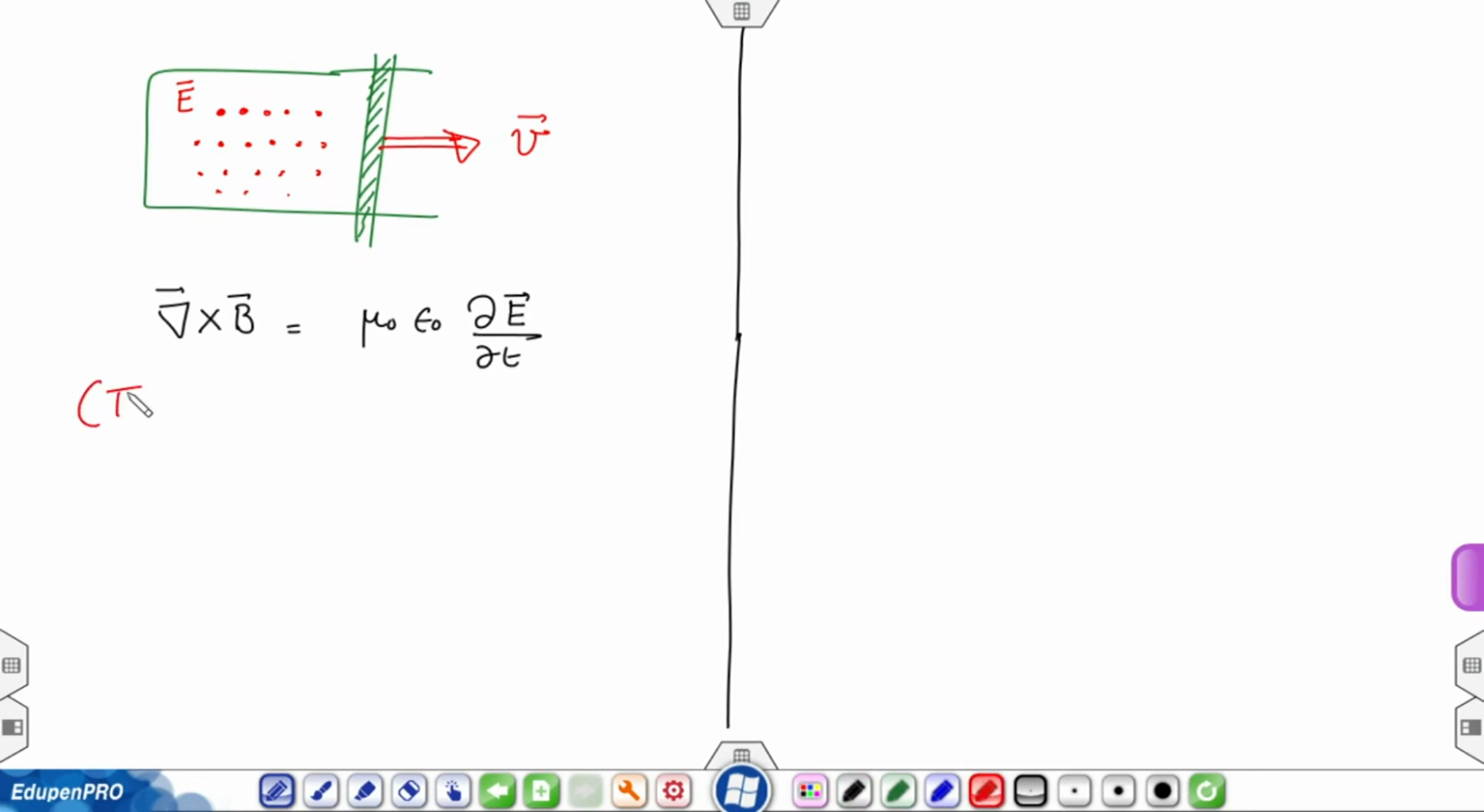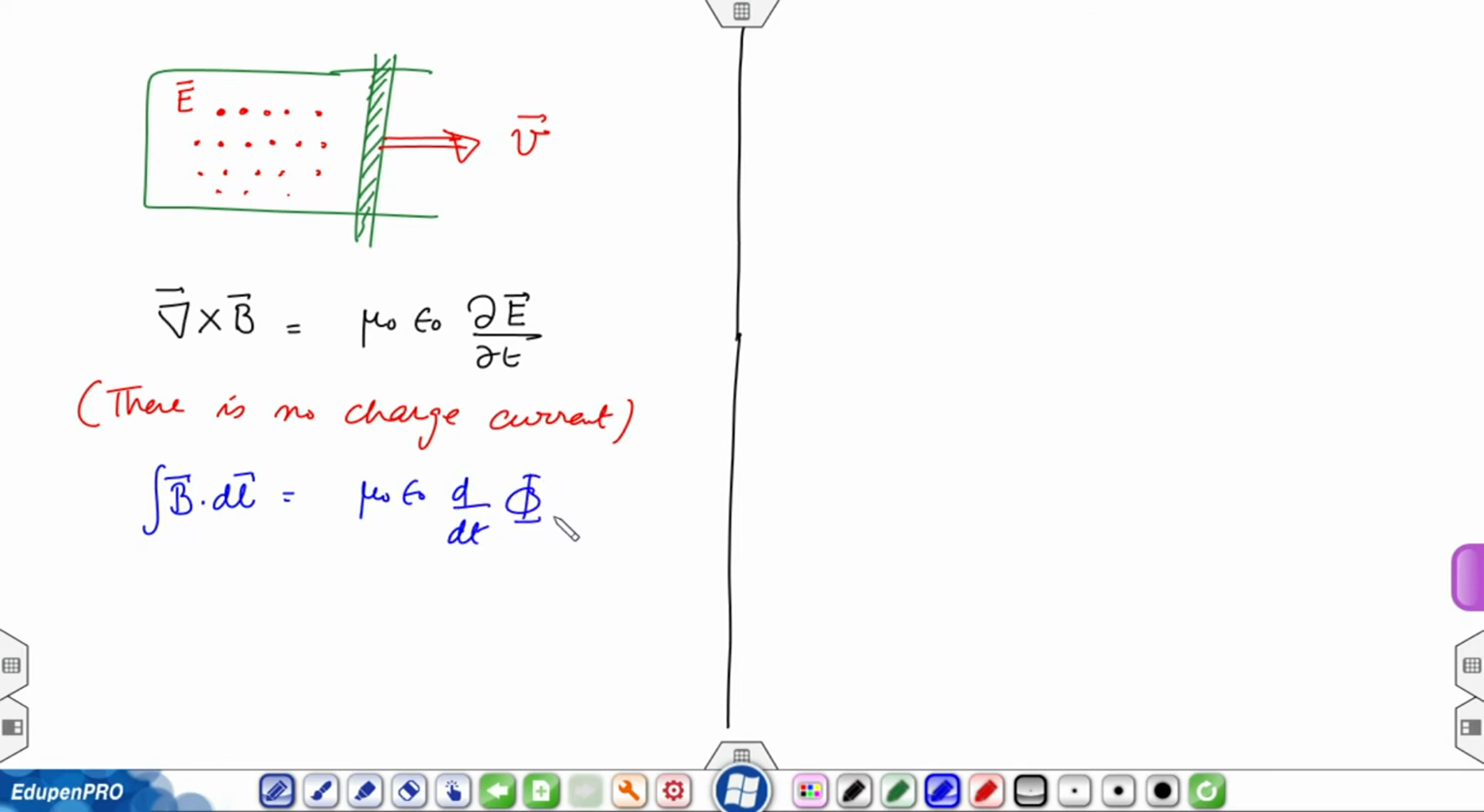That is because there is no charge current, and the integral form is going to be the integral of B dot dl equal to mu 0 epsilon 0 d by dt of the flux due to the electric field, phi e, and this is going to be mu 0 epsilon 0 v E L, where L is the length of this rod. What about the sense?